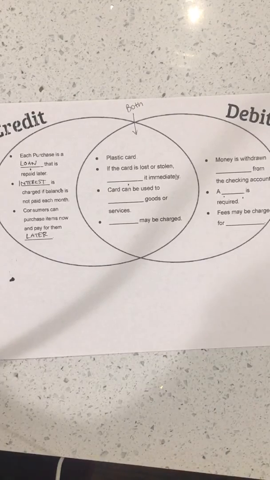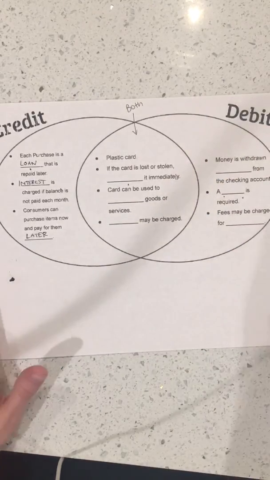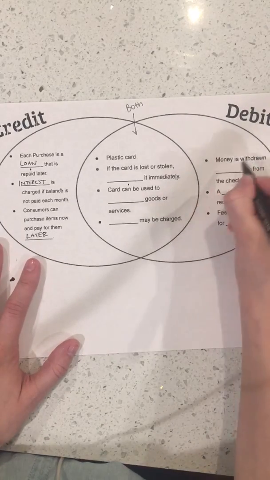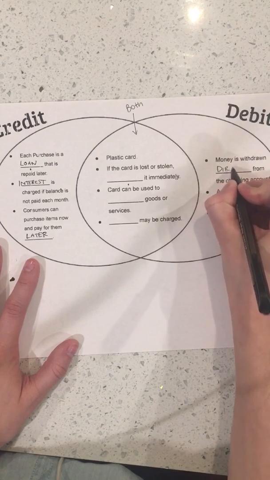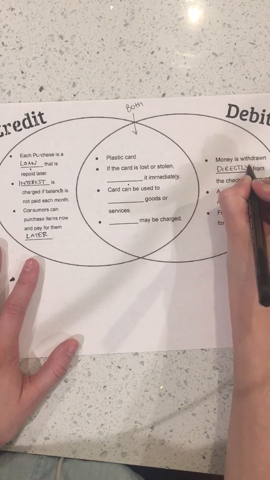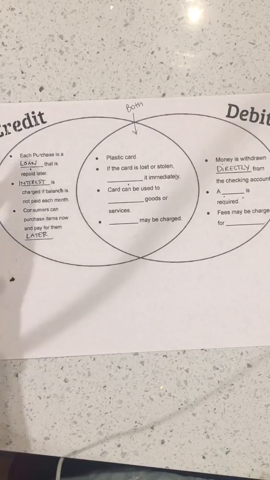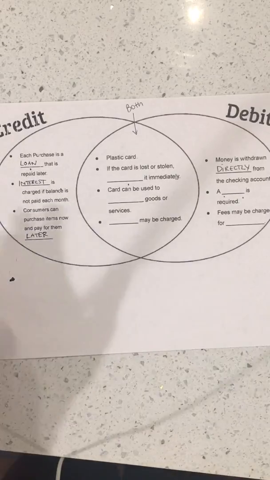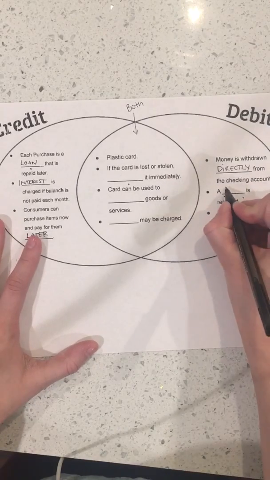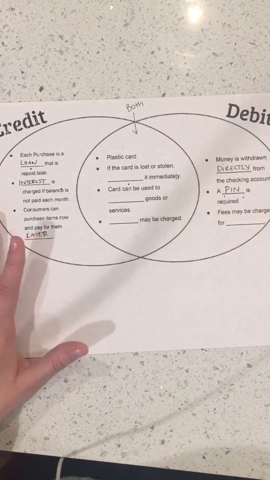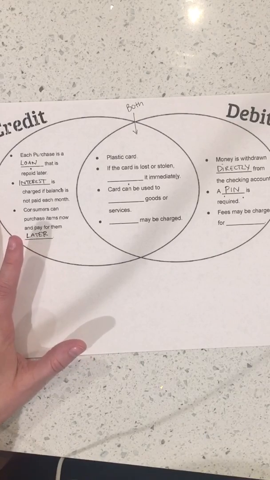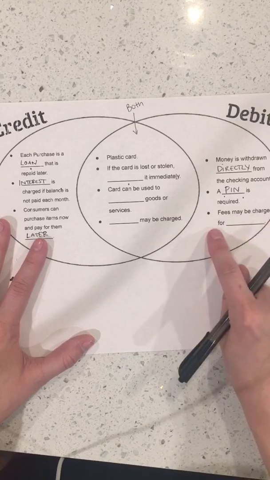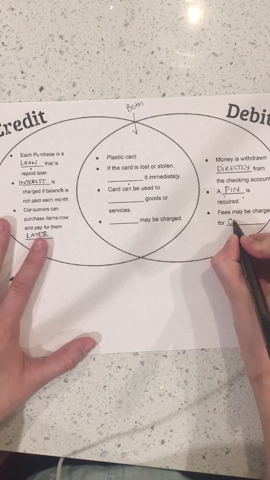The other type of card is called a debit card, and this is money that you physically have to have. So money is withdrawn directly from the account, which means it's taken straight out of your account like you would if you actually had paid in cash, okay? For a debit card, a PIN is required, and a fee may be charged for an overdraft.